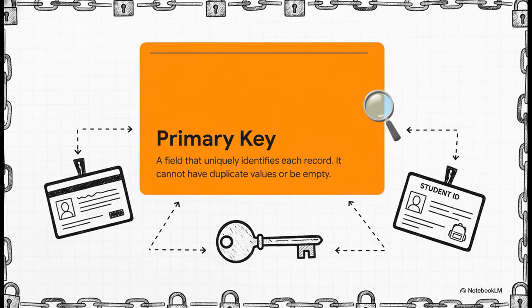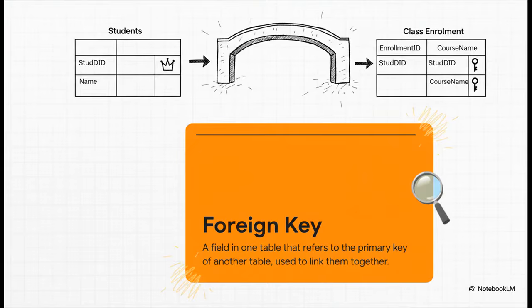And if the primary key is the anchor, the foreign key is the bridge that connects everything. So if the student ID is the primary key in the main students table, when you put that same student ID in the class enrollment table, you create a link. That student ID field in the enrollment table is now the foreign key. It refers back to that unique student record, connecting the two tables. Pretty clever, right?